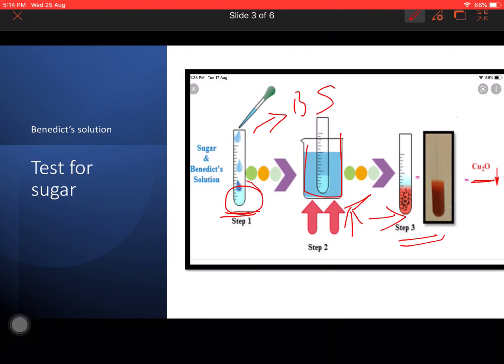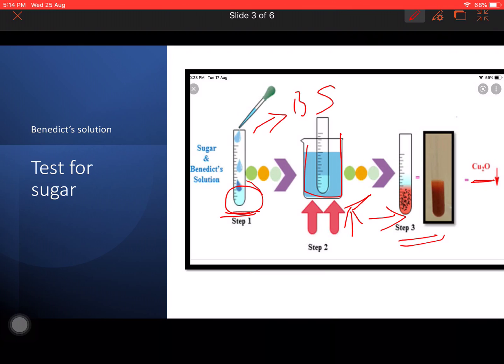Benedict solution can only test the presence of simple sugars like glucose, and compound sugars like sucrose cannot be tested by it. Is it clear? We can only test simple sugars with the help of this Benedict solution. So this was a simple test for sugar.